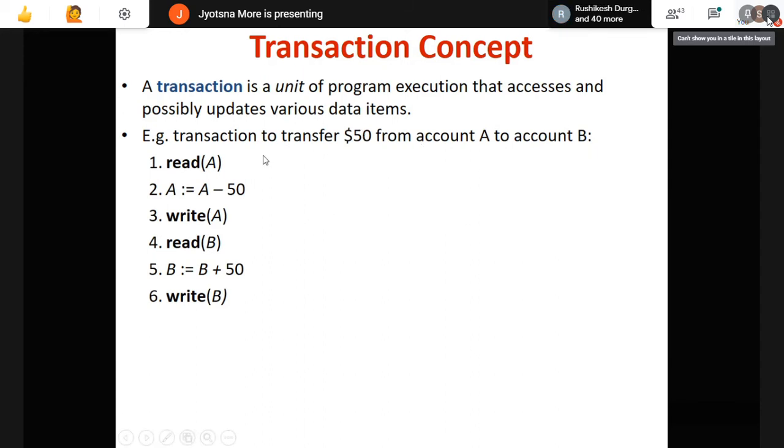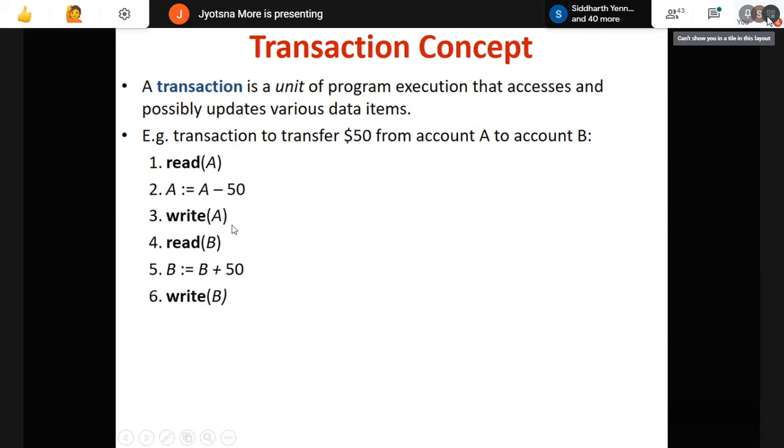The transaction is in terms of transferring $50 from account A to account B. First I am reading the value of A. What is the value of A? From A, we have to remove the 50, because from A I am going to transfer. So remove the 50 from A. The value is changed. Write A.